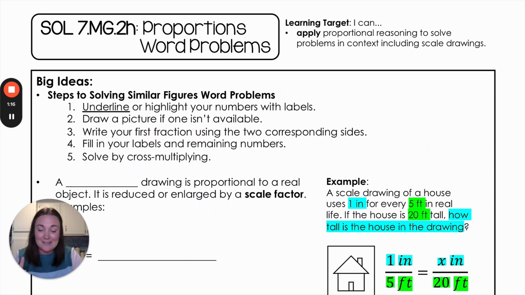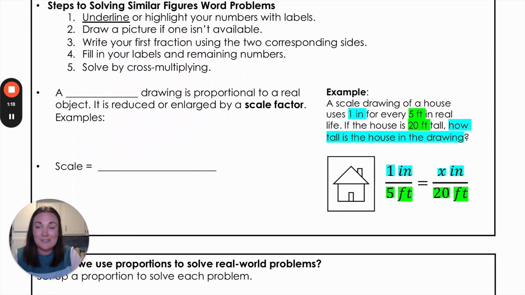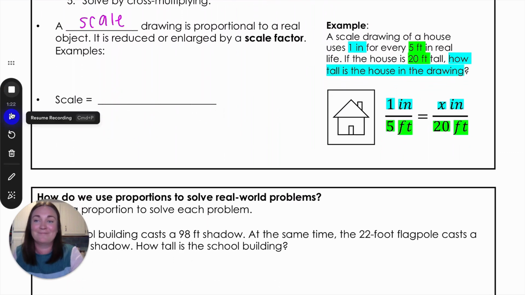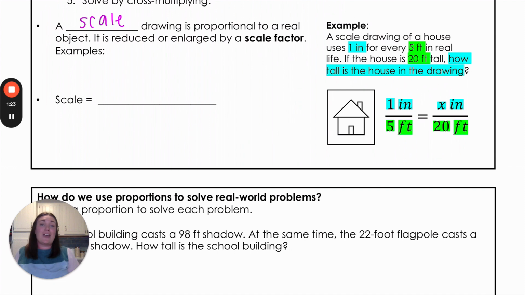Now, before we get into some examples, there is a specific kind of word problem that we'll see a lot called a scale drawing. Now, a scale drawing is where we have something that's either too big or too small in real life for it to be practical for us to look at. And so what we do is we scale something up or we scale something down so that we can actually look at it and we can use it in real life.